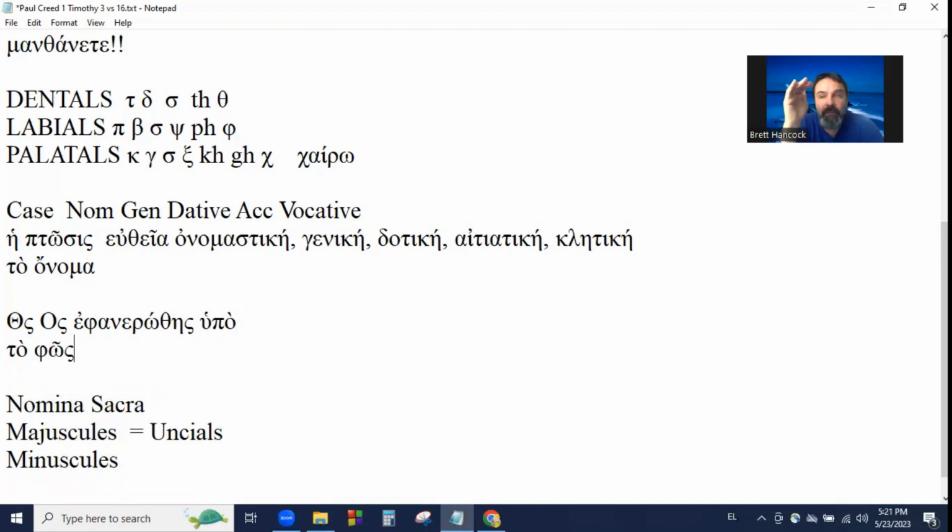The nominative, or onomastike ptosis, and the accusative, aitiatike, are the same in neuter: to onoma and to phos. Both of these are neuter, oudeteron ptosis.